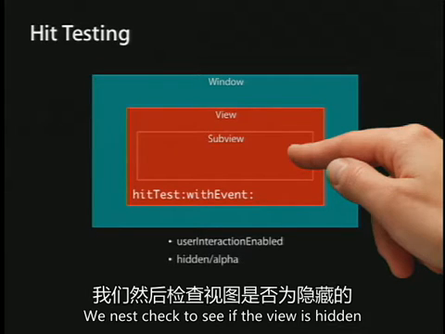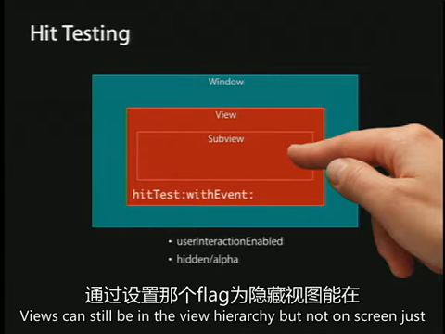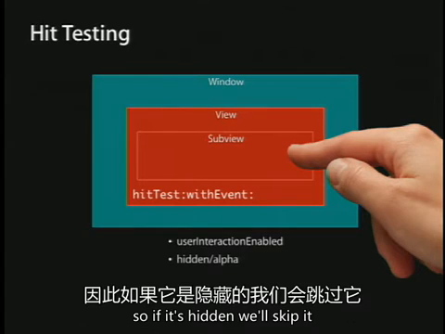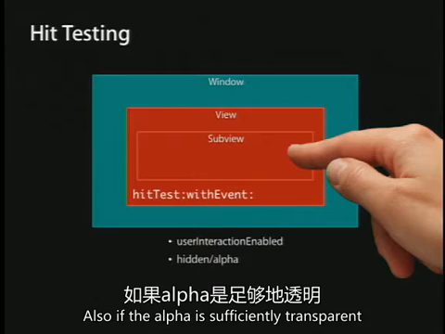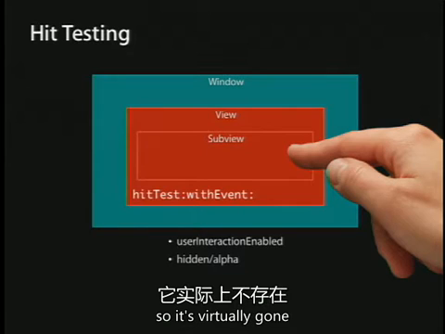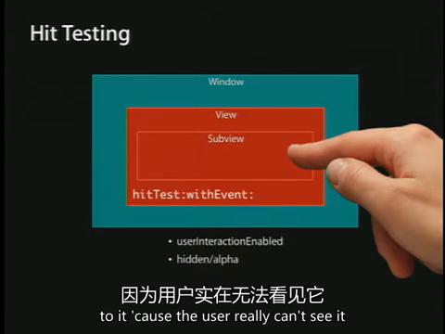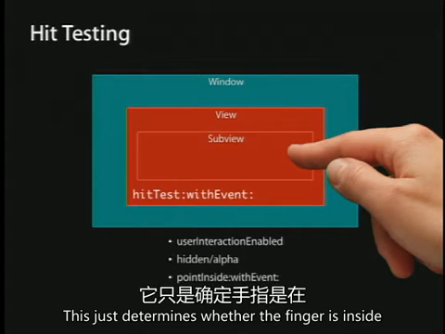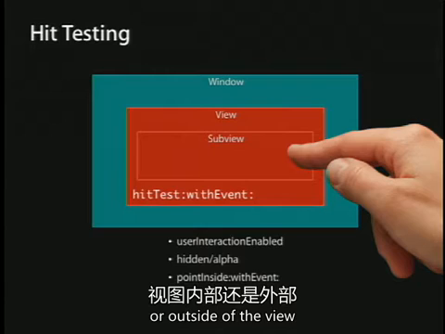We next check to see if the view is hidden. Views can still be in the view hierarchy, but not on screen just by setting the flag to hidden. We don't want to route touches to those views, so if it's hidden, we'll skip it. Also, if the alpha is sufficiently transparent, if you're down to just a few percent opacity, so it's virtually gone, we won't route touches to it because the user really can't see it. And finally, we'll call a method called pointInside withEvent. This just determines whether the finger is inside or outside of the view.